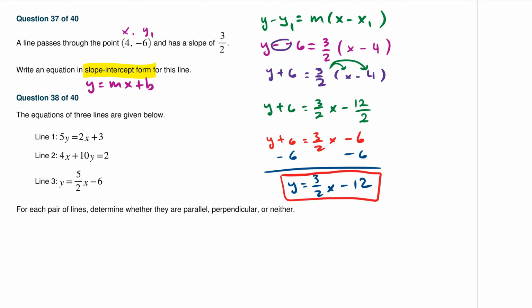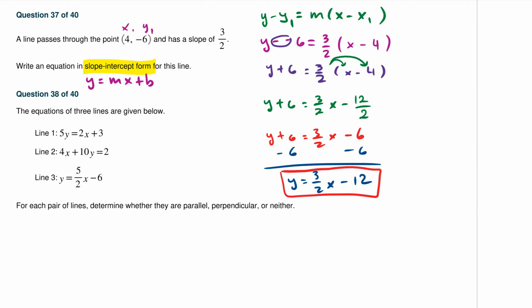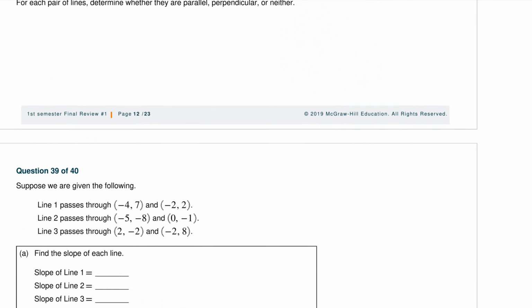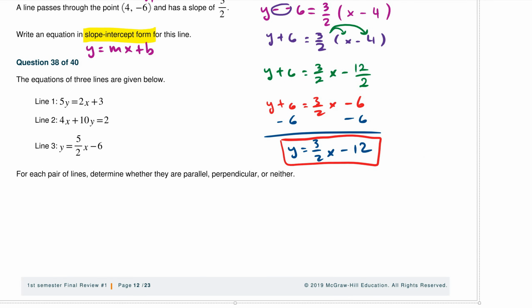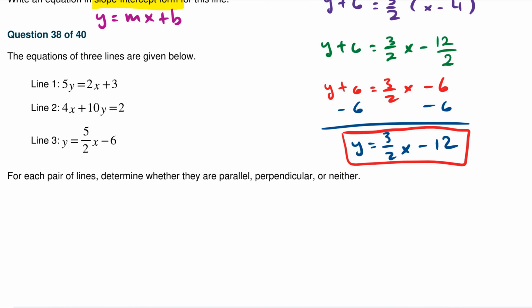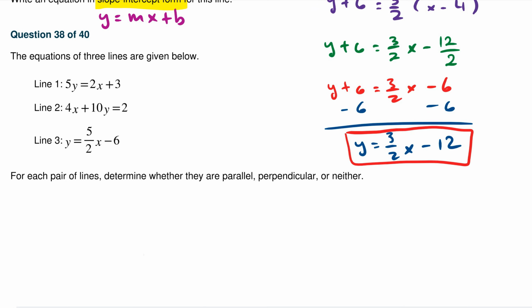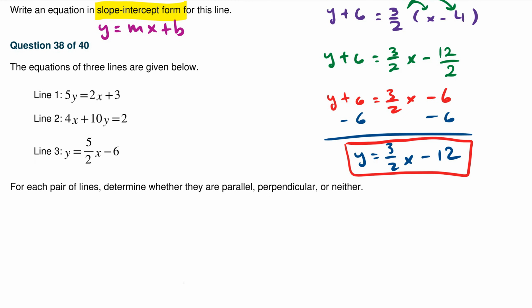Okay, problem 38. The equations of three lines are given below: lines 1, 2, and 3. For each pair of lines, determine whether they are parallel, perpendicular, or neither. So to compare the lines, we look at the three given equations.